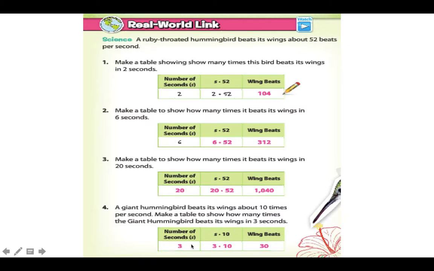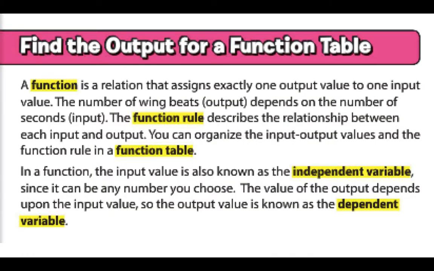So they switched it up on us just a little bit. Seconds is the same S, and we're using 3 seconds. Here, we're replacing S with 3 and we're multiplying times 10 because now we're dealing with a different hummingbird whose wings beat 10 times per second, and 3 times 10 gives us 30. So for the giant hummingbird, it can beat its wings 30 times in 3 seconds. We're going to be using this same idea in a function table. Take each of these individual exercises and put them all together, and that's essentially what a function table looks like.